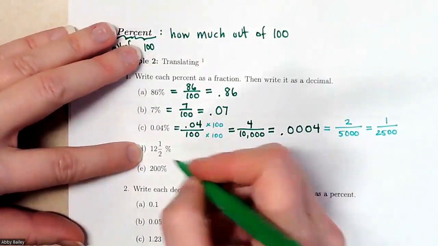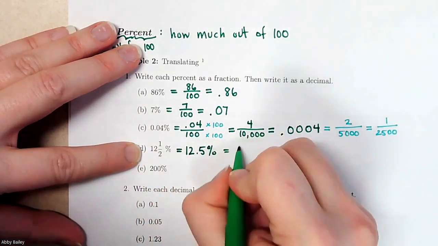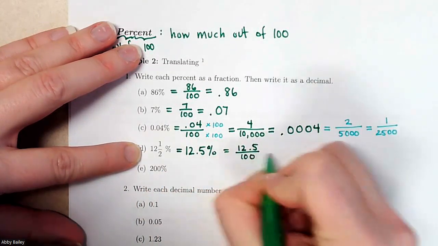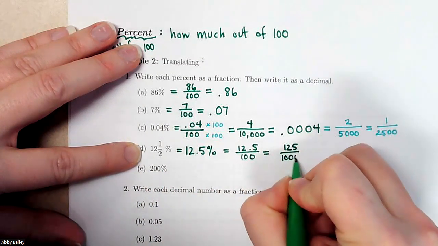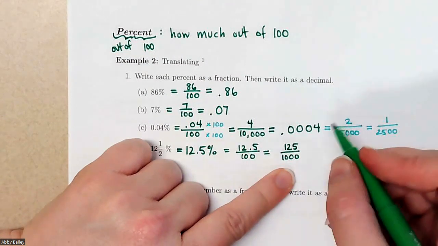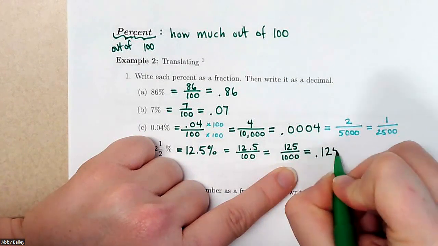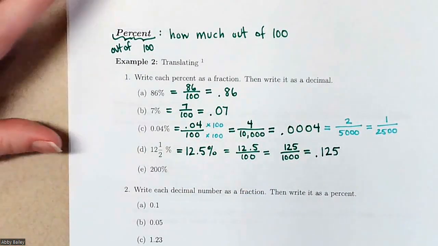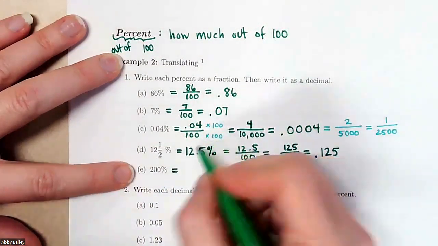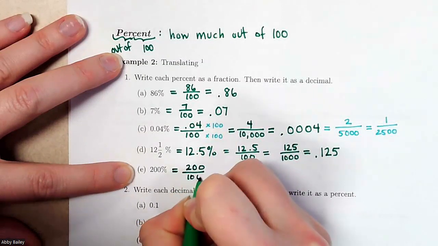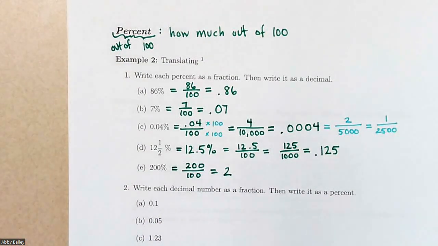12.5%. I immediately just turn that into a decimal and then put 12.5 out of 100, scale up by 100, 1,250 out of 10,000, equivalent fraction. And then I can write it as a decimal: tenths, hundredths, thousandths. Okay, and you can simplify this if you want to. And now 200% would be 200 out of 100. And that actually is 2 wholes. And that is its decimal and fraction.